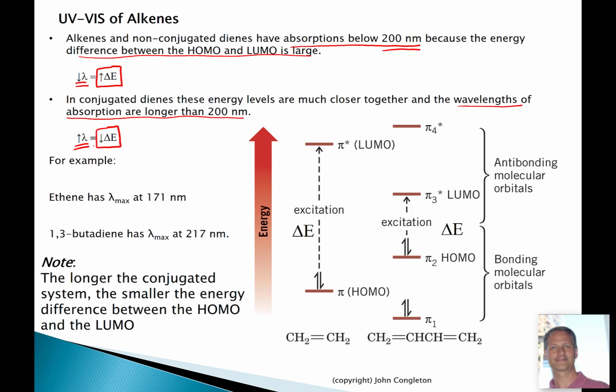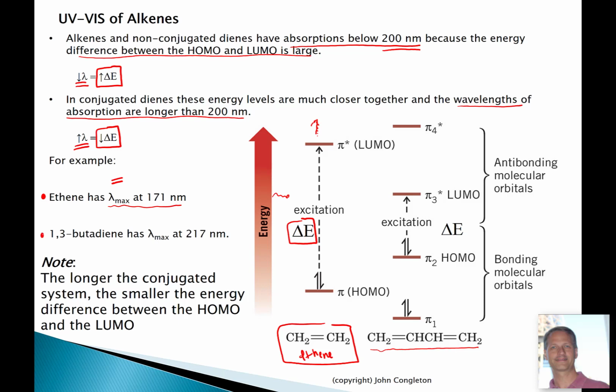So if we take a look down here below at these two cases, so here's ethene. Ethene, of course, is just CH2=CH2. It has a lambda max at 171 nanometers. So down here below, here is our ethene. And here's your highest occupied molecular orbital to your lowest unoccupied molecular orbital, and here is your delta E for that. So energy would come in, and then you'd have an electron being excited up here to this higher energy state.